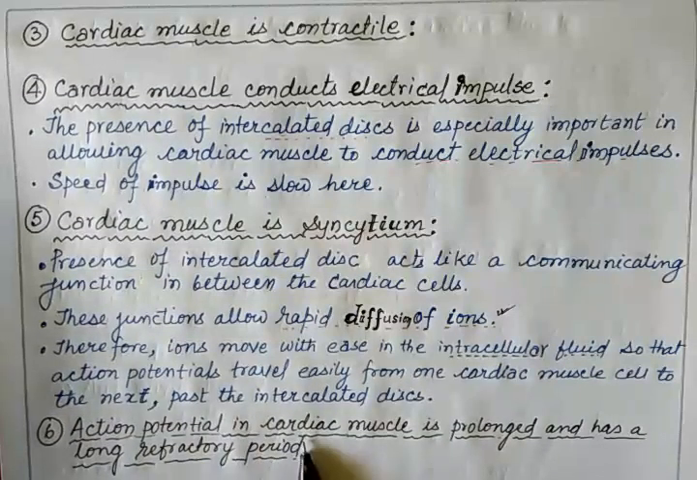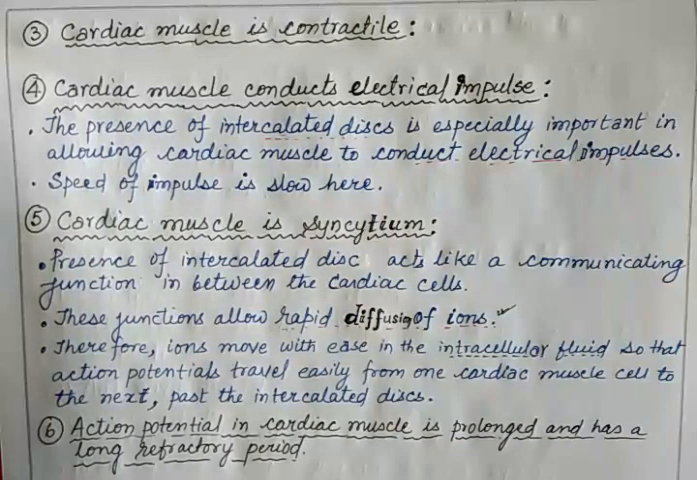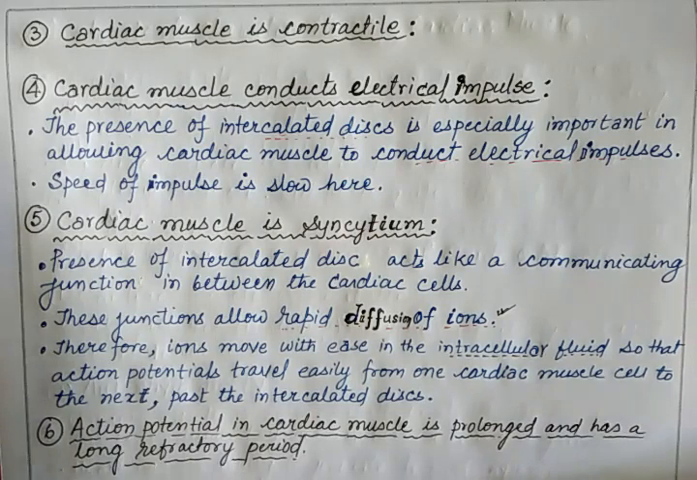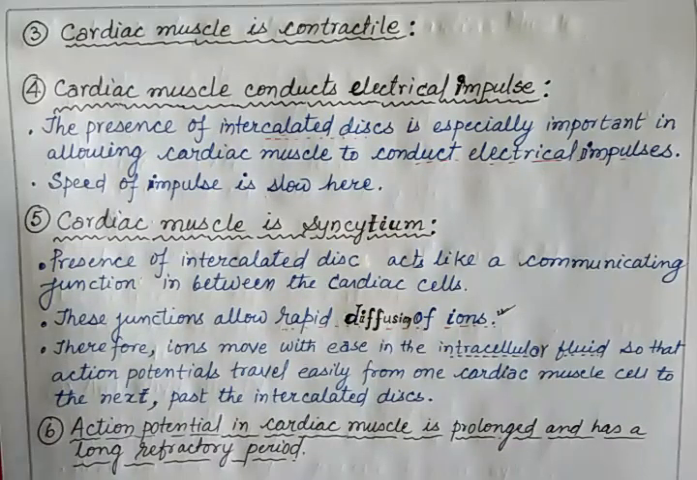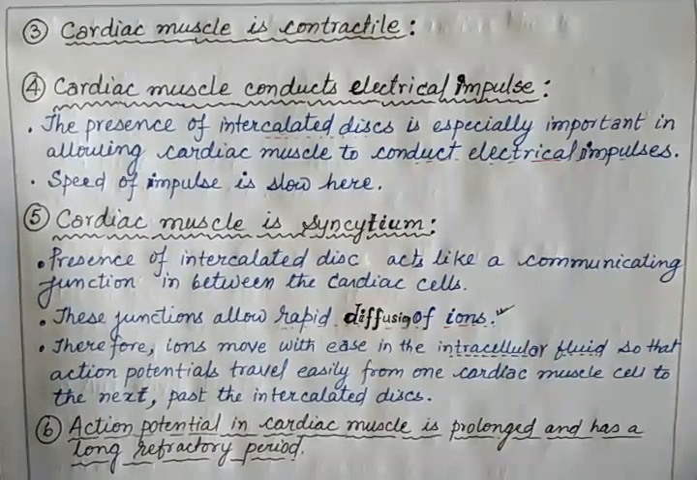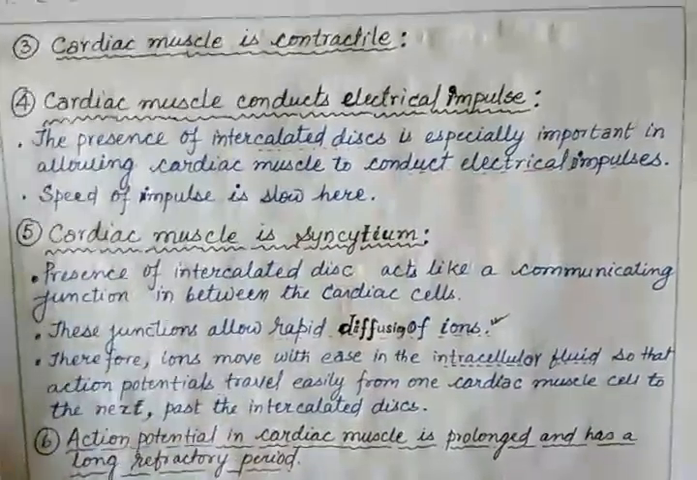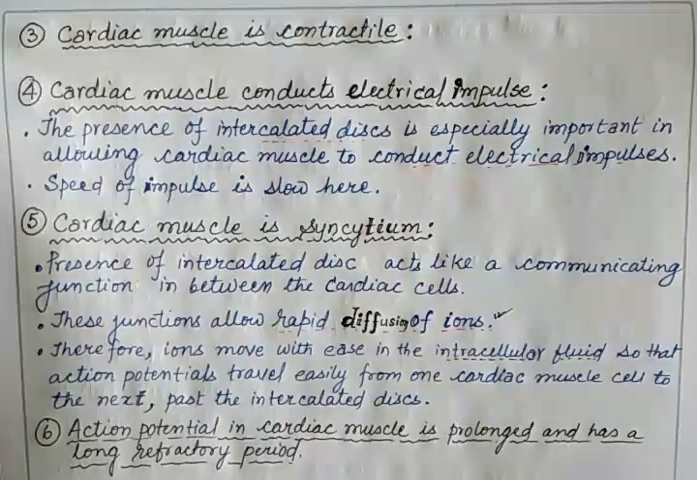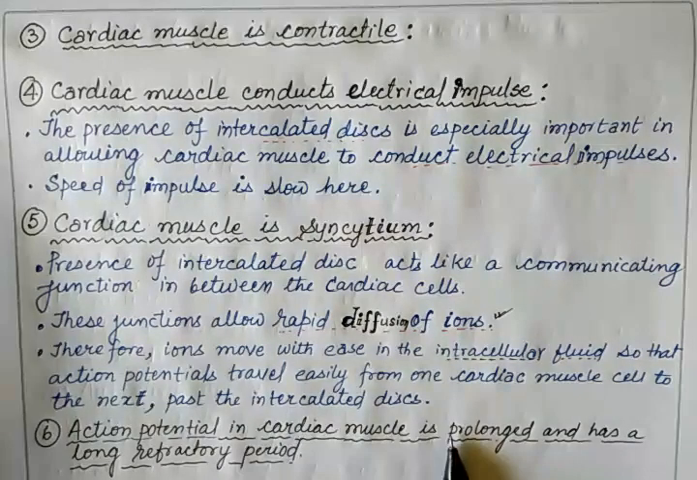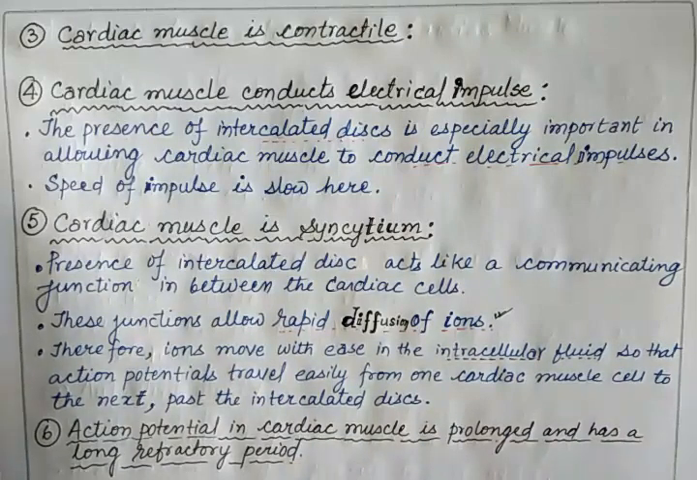6.1, the action potential in cardiac muscle is prolonged, meaning whatever action potential is generated in the cardiac muscle, it will last for a long time and it has a long refractory period. Long refractory period means suppose a muscle fiber has been excited, then it will be excited for a certain time. It is not like the skeletal muscles. Skeletal muscles excite rapidly and relax rapidly, but cardiac muscle will take more time. That's why we have written that the action potential in cardiac muscle is prolonged and has a long refractory period.